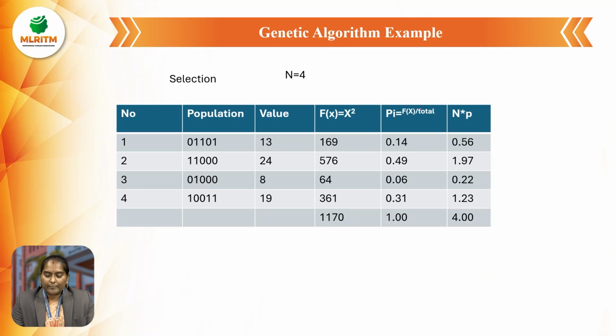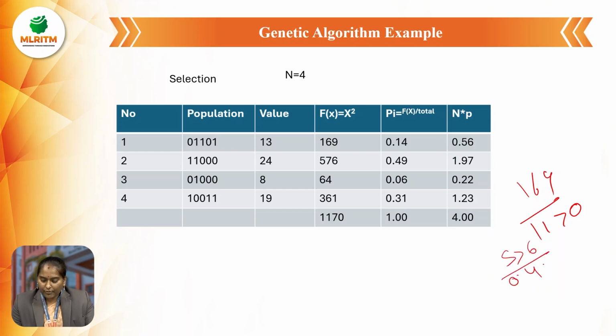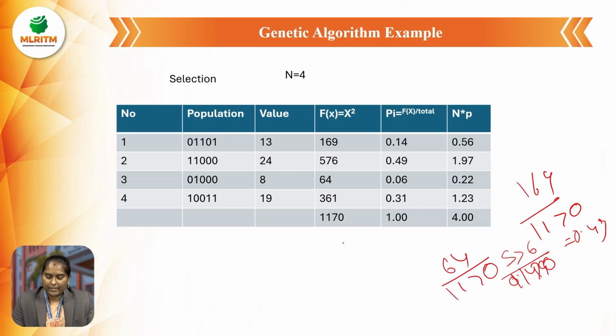Now, how to calculate P of i? F of x by total. F of x value 169, so 169 by 1170 is 0.14. Next, 576 by 1170, so 0.49. Next, 64 by 1170, 0.06. Next, 361 by 1170. So like that we have to calculate the P of i value.